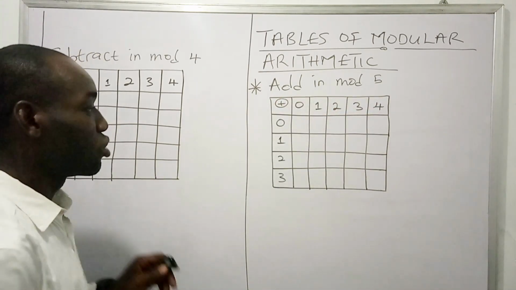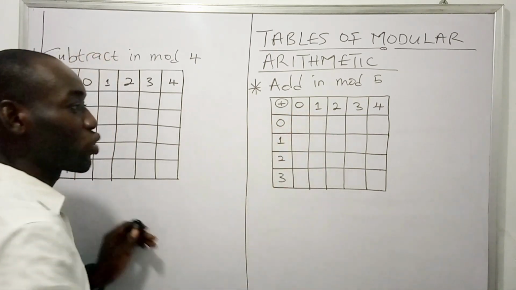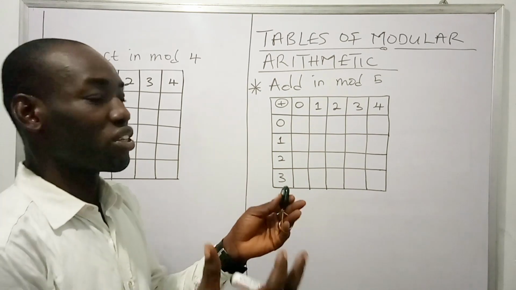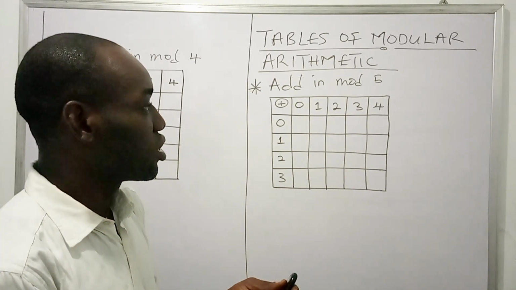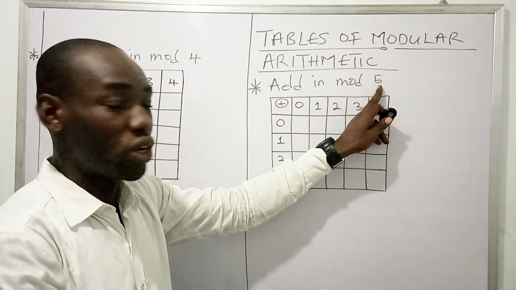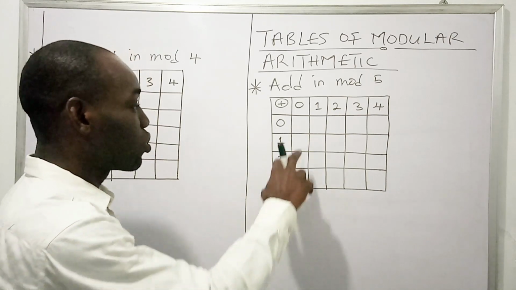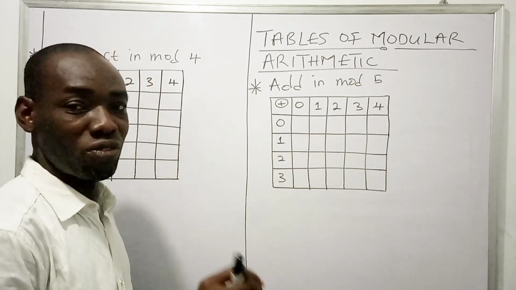Now what we'll simply do, we add this to this to get here, this to this to get here. But as we go on with the addition, any sum that gives us a value that is more than the required mode, we are going to divide by the mode. And when we divide by the mode, the remainder is what we put in the respective box.